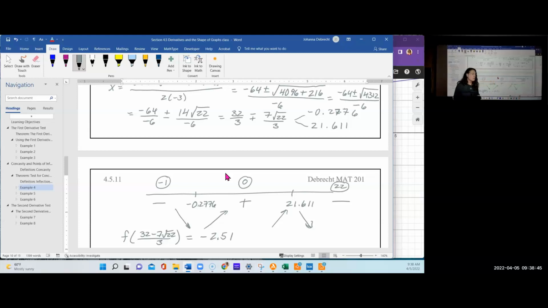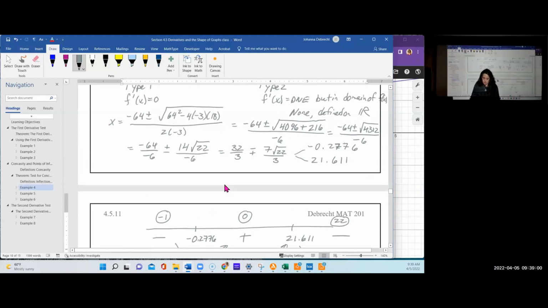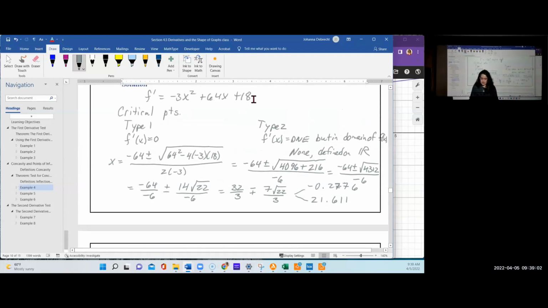So we find test points, easy points, that will go into the first derivative. So they have to be in the domain of the first derivative. So I picked negative 1, 0, and 22. And I plug those values into the first derivative, which remember the first derivative is this value right here, the negative 3x squared plus 64x plus 18. Again, I'm not looking for the actual number. I'm looking for the sign. Is it positive or negative?